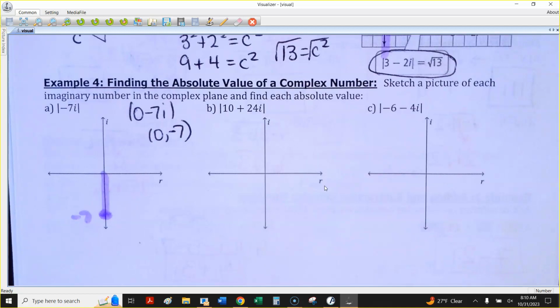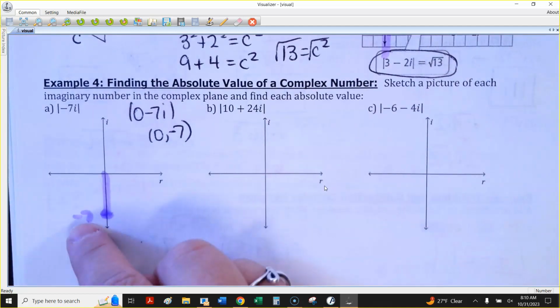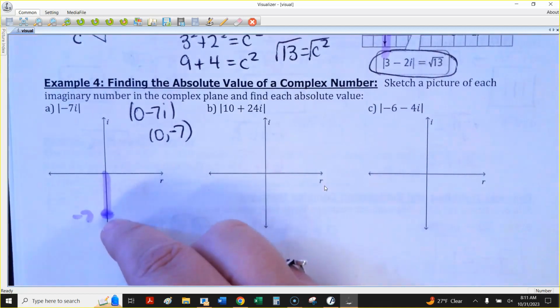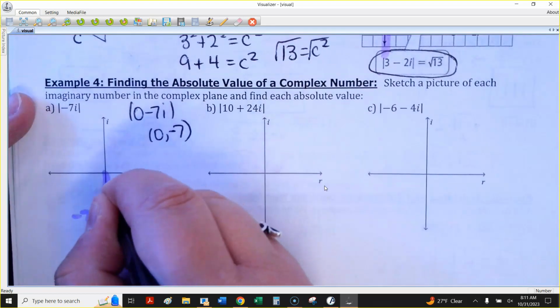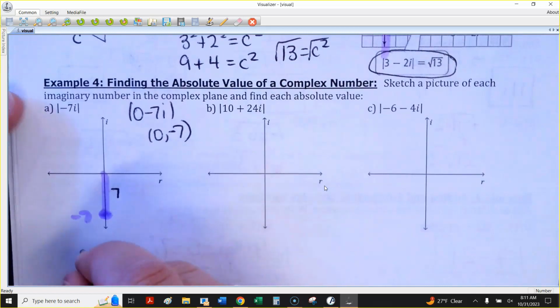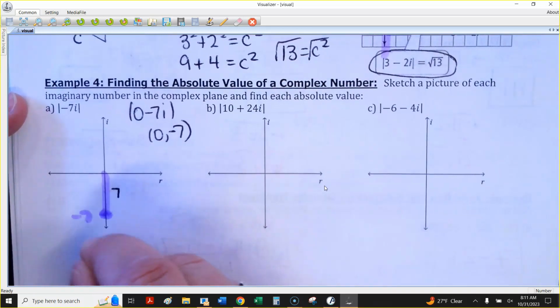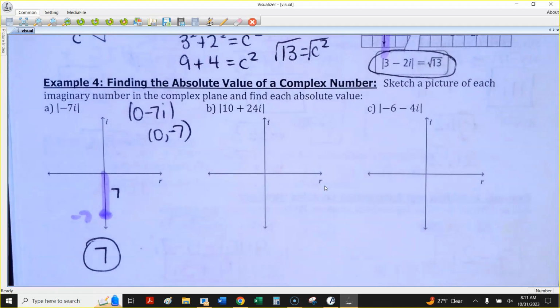What would the distance from the origin to the point -7 be? It's just 7. You don't have to do any Pythagorean theorem here. This distance is always positive. This literally would be the absolute value, so this would just be 7. You don't have to do a Pythagorean theorem.